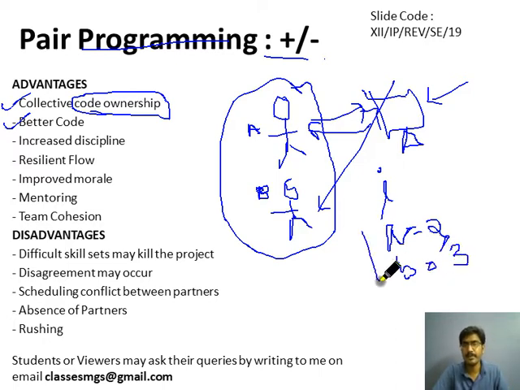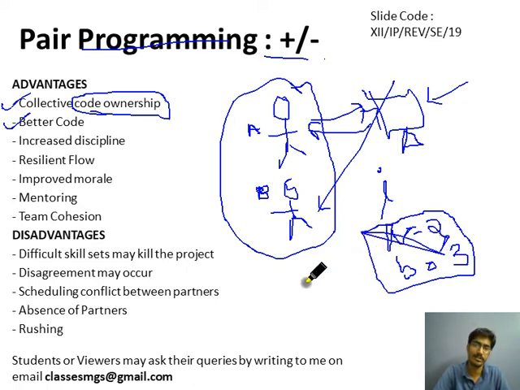Let's suppose person A writes the code like this. He is a fresher, let's suppose he is new to programming, and to create two variables he writes a equals 2 and b equals 3.